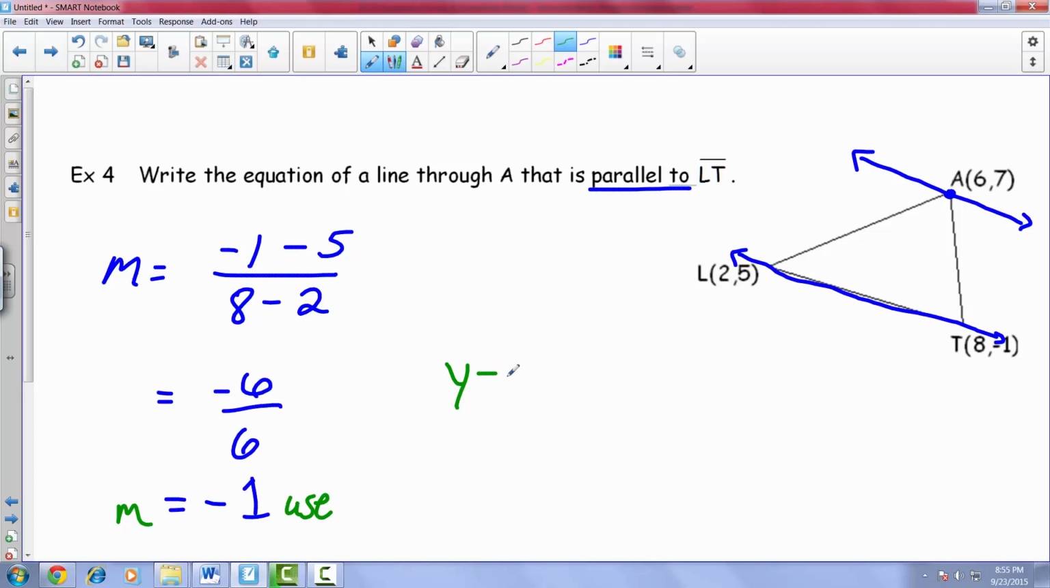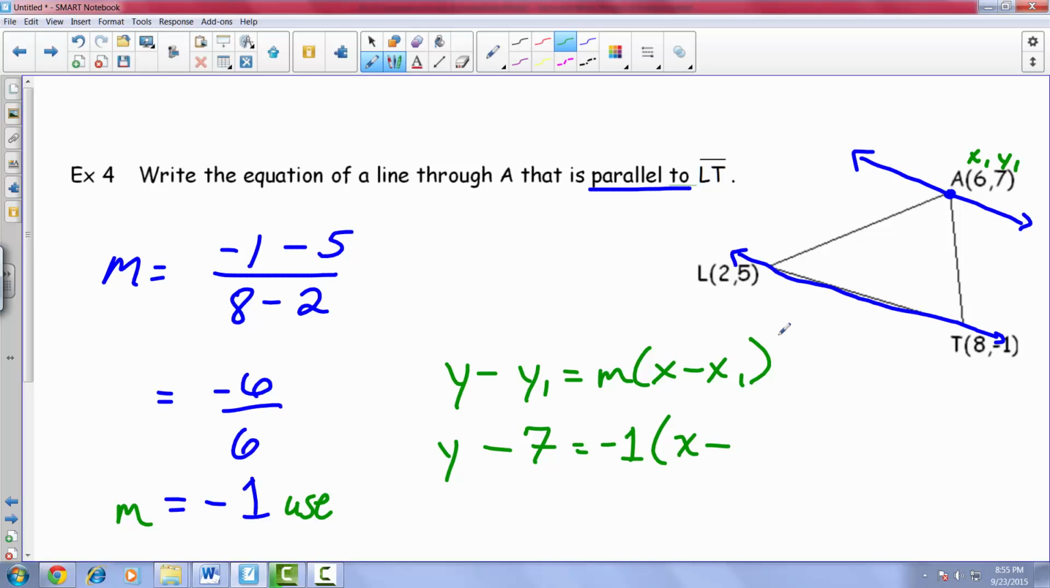So plugging them into our point slope formula, we have y minus y1 is equal to m times x minus x1. Again, that's point slope. We end up then with this point representing our x1, y1. And throwing them in there, we end up then with y minus our y1, here he is, 7, equals our slope, it's -1, times x minus x1. Here's our x1, 6.